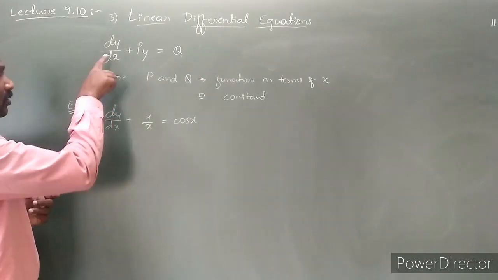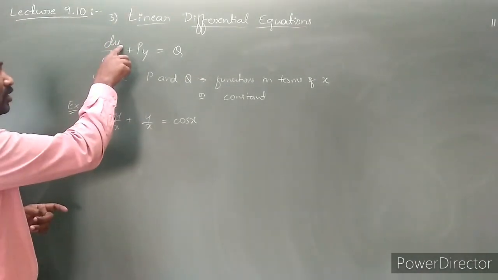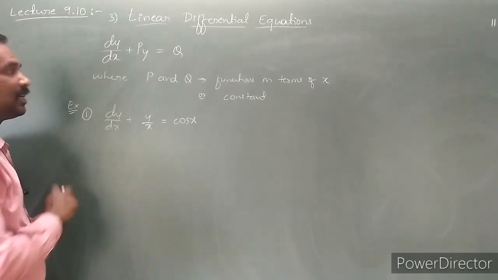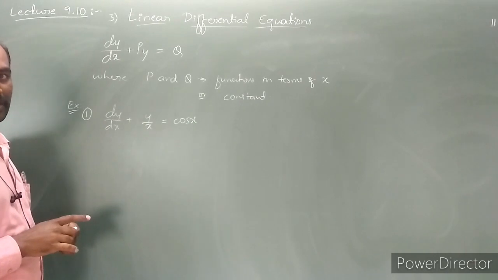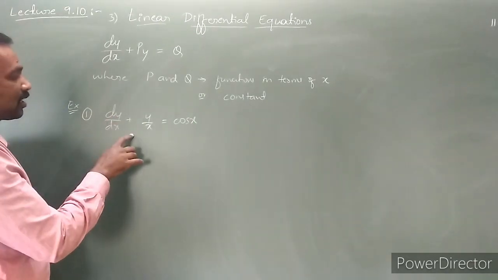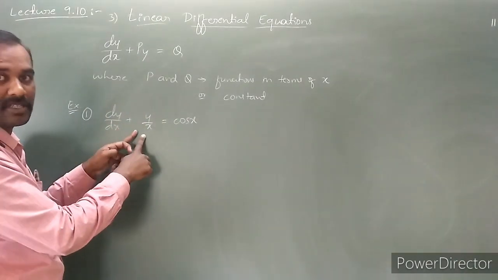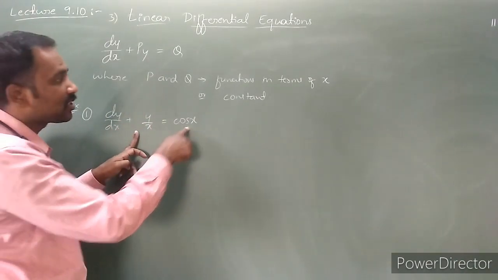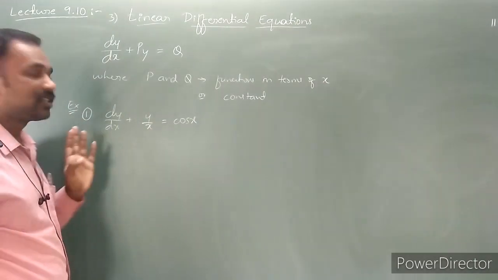Check it. Dy by dx is the first order, first degree derivative of the dependent variable with respect to the independent variable. The coefficient of dy by dx is always 1, and here it is 1. The coefficient of y is also 1. What is the p value? P value is 1 by x. Q value is cos x. P and q are functions in terms of x or any constant.